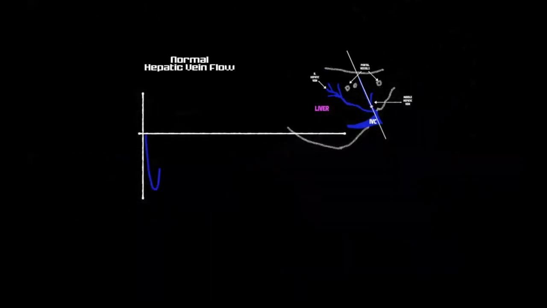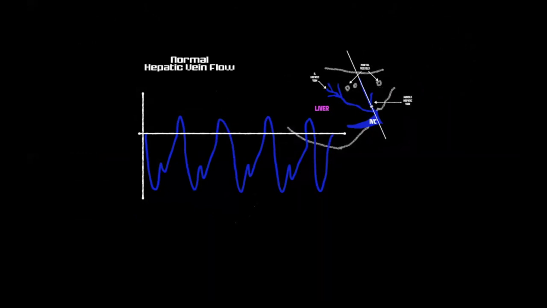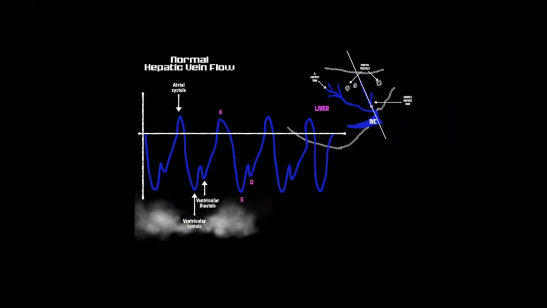If we place a Doppler gate down through the middle, as perpendicular as we can to hepatic venous flow, we get a waveform that looks like this. You get an upstroke, which is atrial systole, and then we've got the important ventricular sections of systole and diastole. Now focus on those S and Ds below the curve, because these are important later on, as we'll mention.